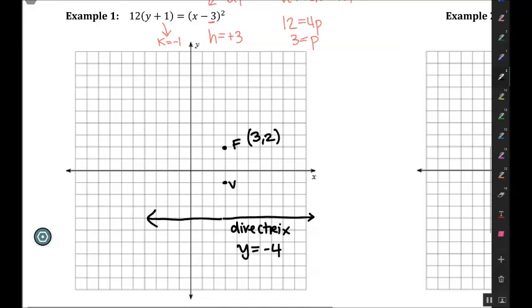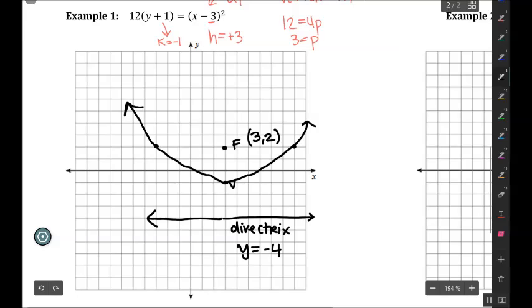Okay, so then we use the focal width and call it a day on this question. So our focal width is 12, so we're going to count left and right 6. 1, 2, 3, 4, 5, 6. And remember, you count left to right from the focus. A little messy, but it's there.